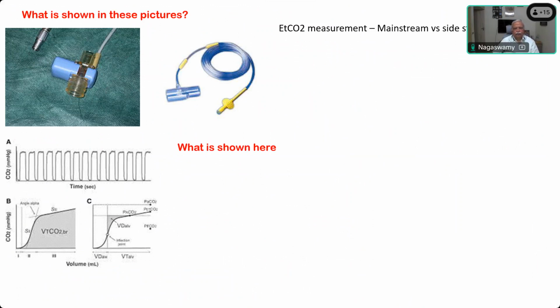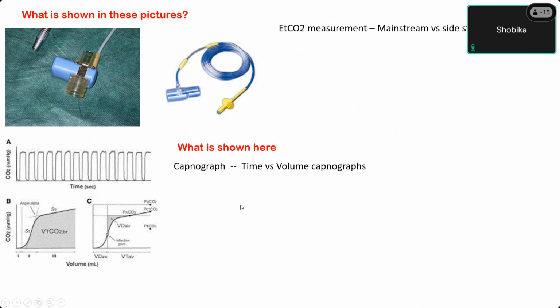What is shown here? There are two pictures, A and B. What does A show? What does B show? What types of capnograph are these? What are the types of capnograph used? Have you not heard of volume and time capnograph? Yes, sir. Time versus volume capnograph. Which is time, which is volume here? Sir, A is time and B and C are volume, sir. How do you say that?